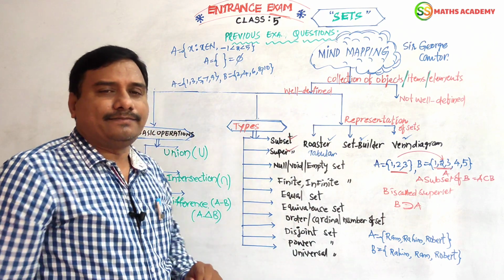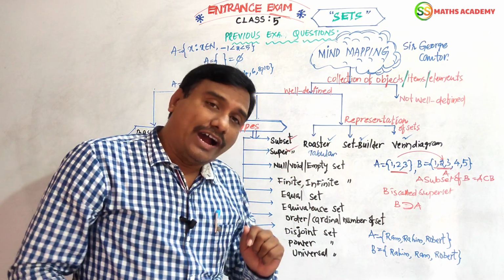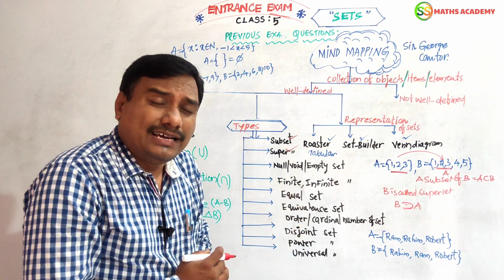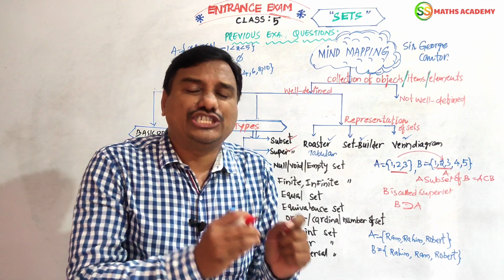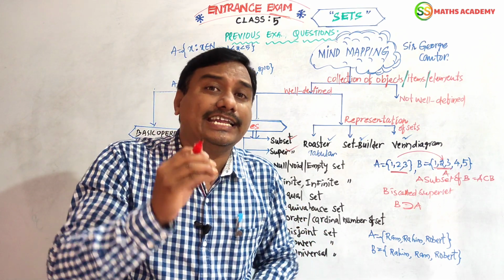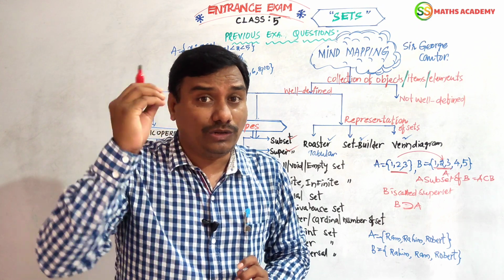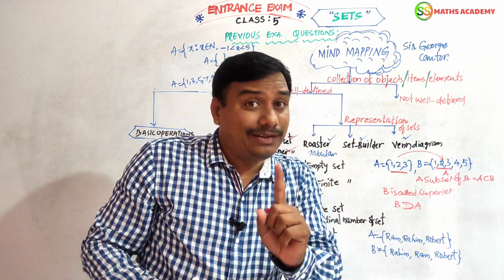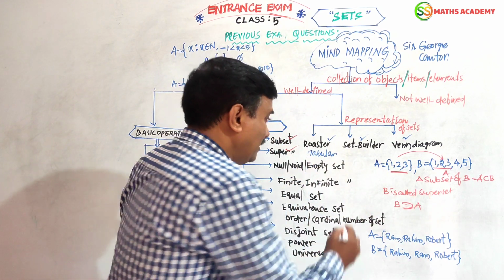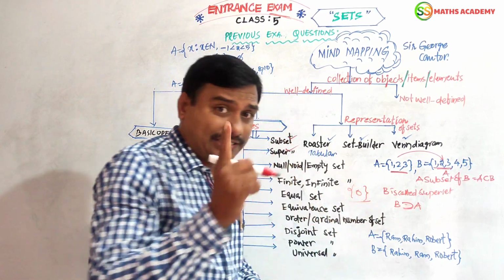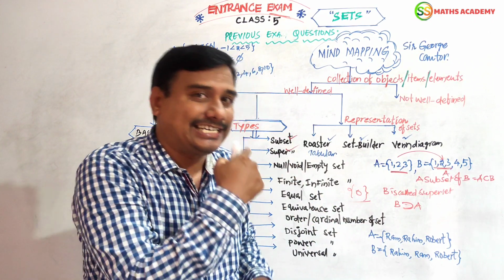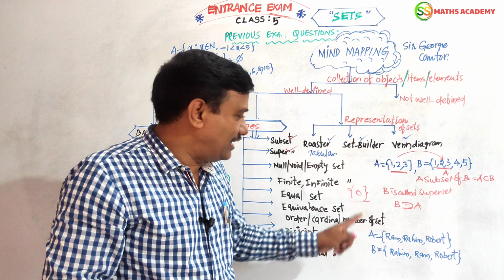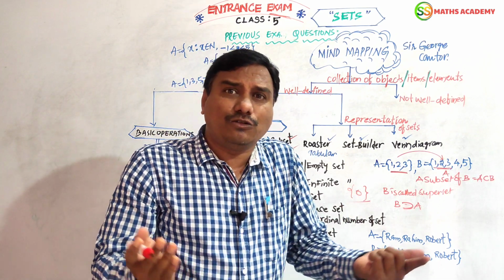Next, null set, also called void set or empty set. These are synonyms. Simply, a set which does not have any element is called an empty set. There is no element in that. If one element is there and somebody says this is an empty set, no, it is not. It is a singleton set. Only one element will be there. That is a singleton. A null set means it does not have any element.